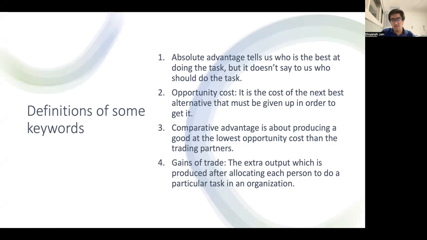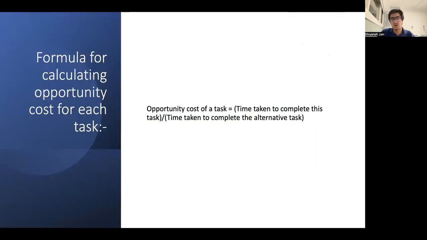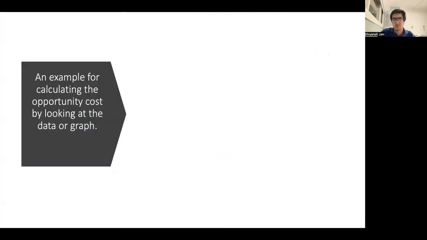Gains of trade is the extra output which is produced after allocating each person to do a particular task in an organization. This is the formula for calculating the opportunity cost for each task. It is equal to the time taken to complete the task divided by the time taken to complete the alternative task of the current task.